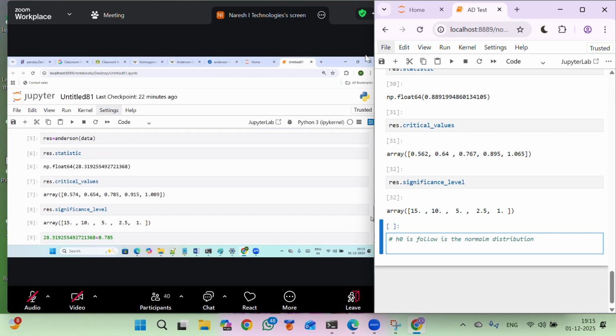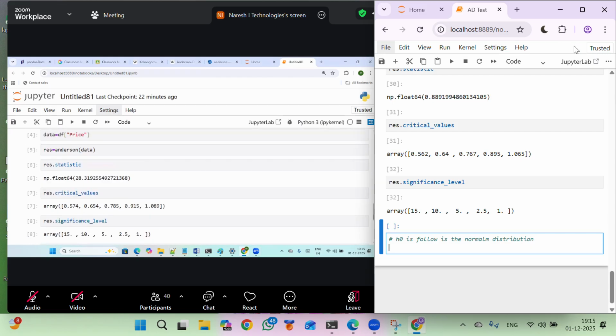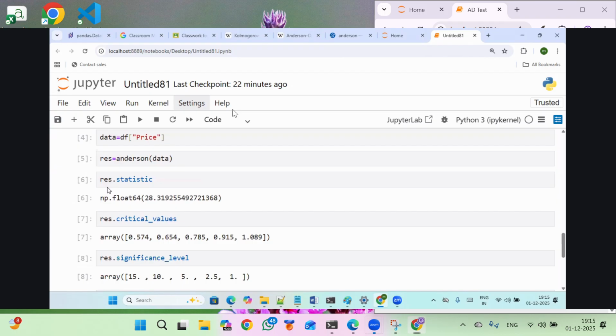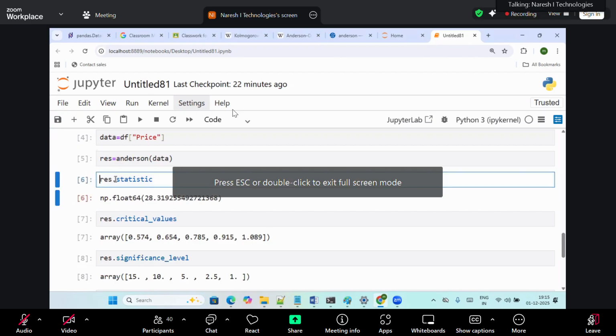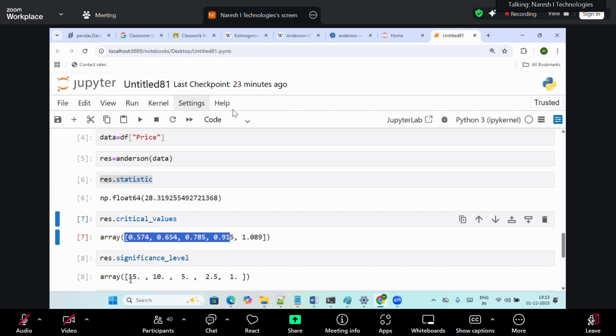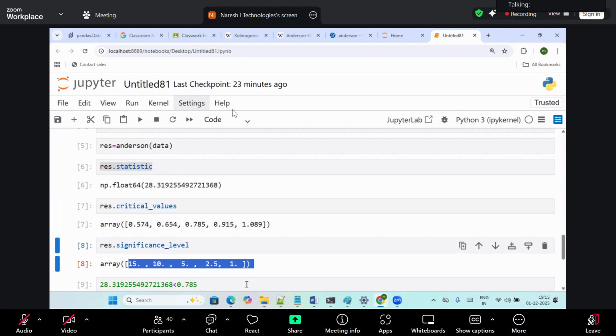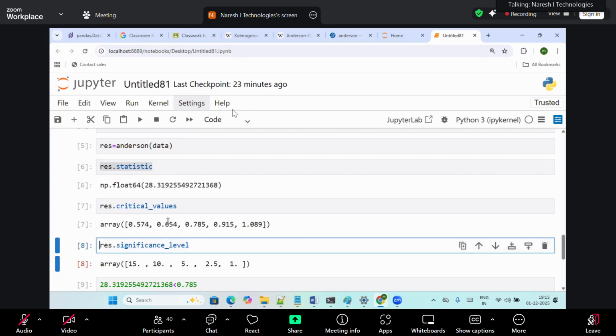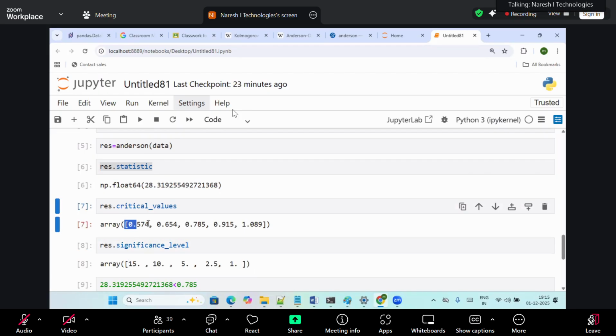Listen, guys, I'm telling you from the starting, listen and focus. After applying the AD test, you are getting the test statistic. This test statistic value you are comparing with the critical value, not a significance level, right? But this critical value is given as per the significance level, correct?